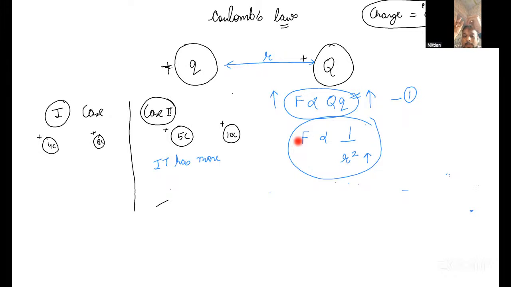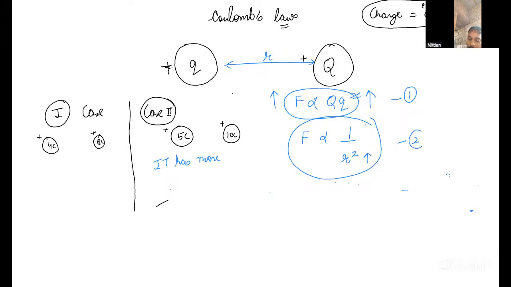So the distance between them, if you increase it, then the force will decrease. That is called inversely proportional. It means one will increase, the other will decrease. Directly proportional means if one increases, the other also increases. Let me complete, please. So this is the second one.